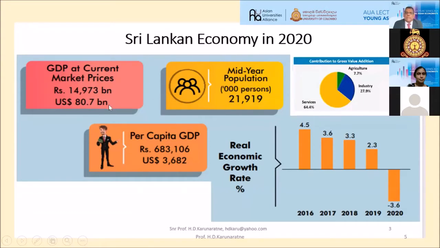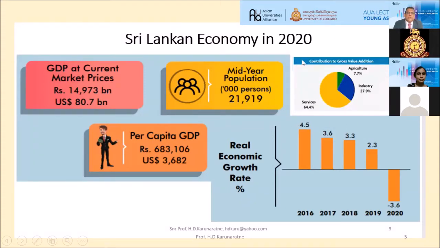So as a result, the total GDP divided by the number of people gives us the per capita income, which in 2020 was 3,682 in terms of American dollars. In terms of purchasing power parity, PPP, it is around 13,000. Now we can see how the economy is functioning.